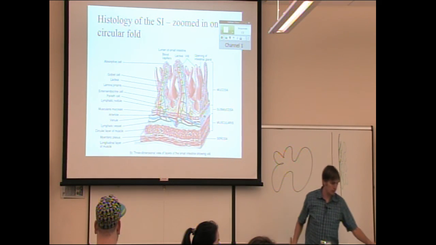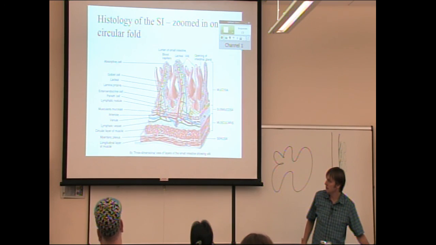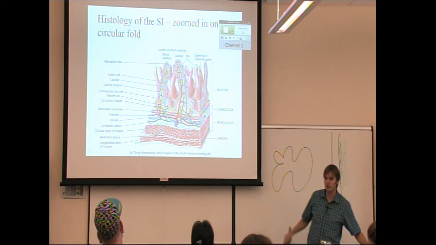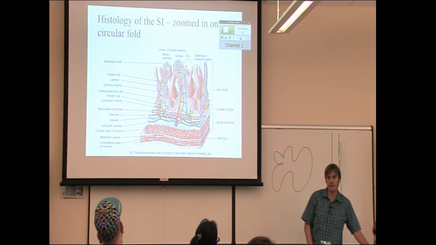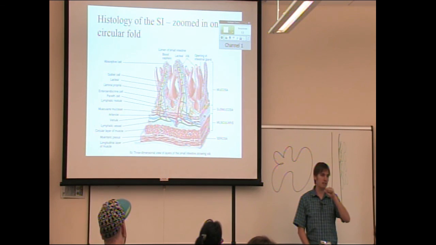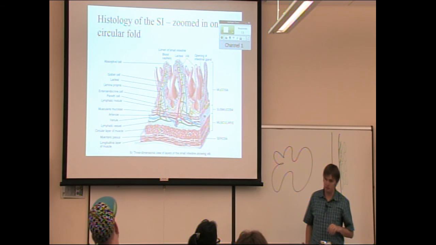And then, of course, there's muscle there, too. Because that food, without a muscle layer, wouldn't get pushed through the small intestine. It would just kind of sit there. So there are constant rhythmic contractions from one end to the other. Push things through slowly.